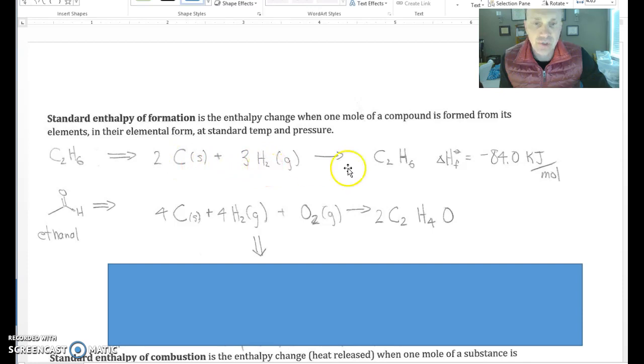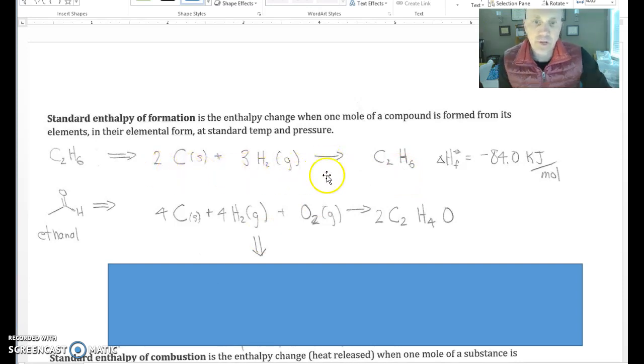All right, so what the enthalpy of formation would be is if carbon were to react with H2 to make the compound that we're interested in. All right, C2H6. So to balance that, we would put a 2 here and a 3 here, and we would get our desired compound.